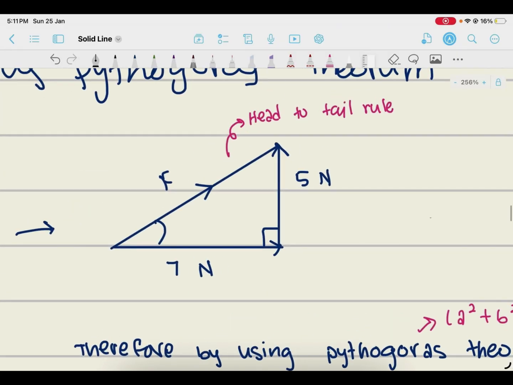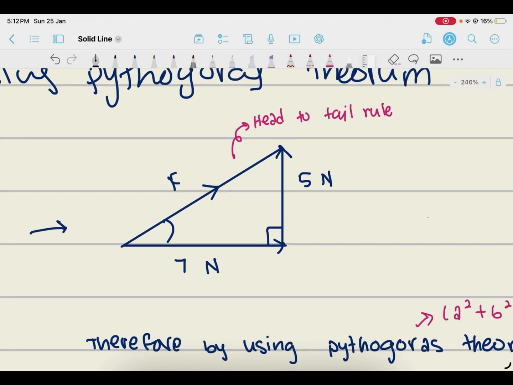This thing is called the head to tail rule. You draw it like this, okay, this is the head of the arrow, right? You join the tail of the second arrow to the head like this, and then you take the tail of the first arrow and the head of the second arrow and join it like this. So this will be the direction of the final resultant vector.